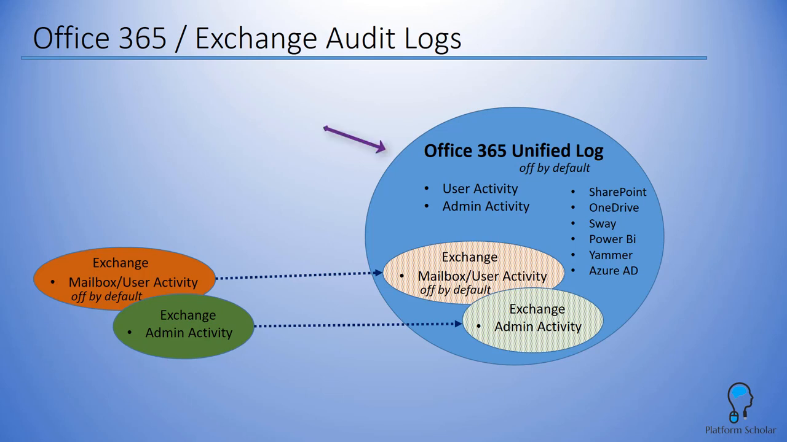Then there's the Office 365 Unified log, which is off by default as well. And when turned on, it can track or aggregate user and admin activity from all Office 365 services, and that includes Exchange as well. So the Exchange audit activity from both audit logs are also logged in the Office 365 Unified log. When I first started studying this and learning about auditing in Office 365, this was a confusing concept to me because it wasn't explained very well. But once you understand this relationship, the rest should be pretty easy.